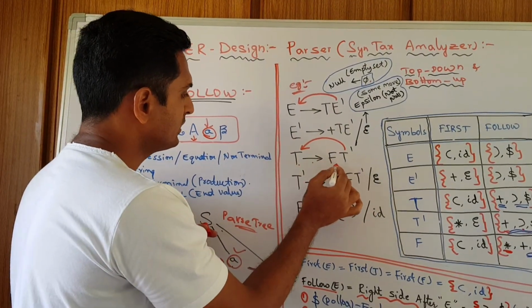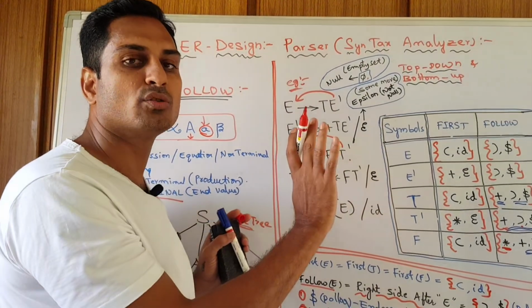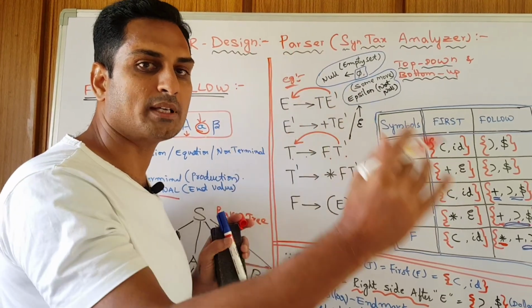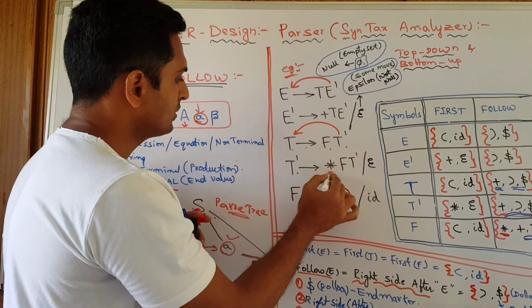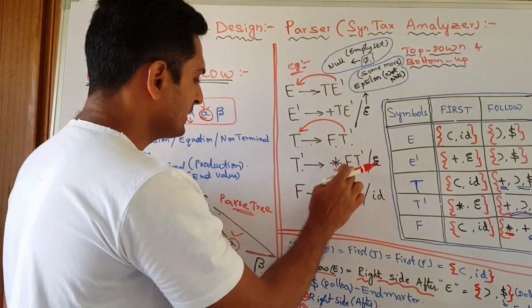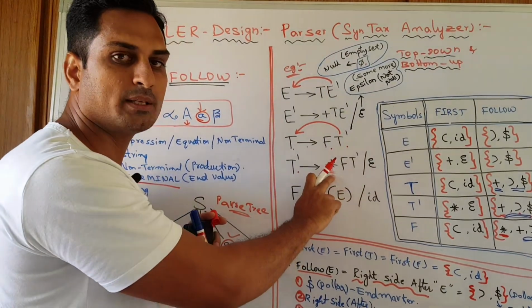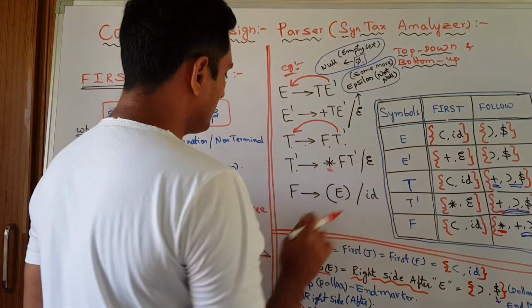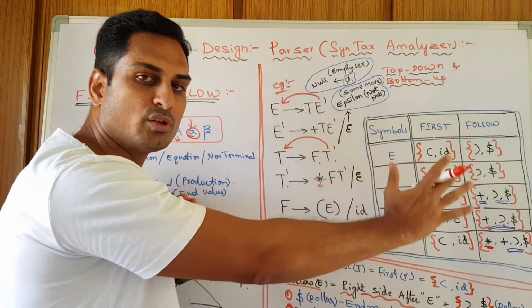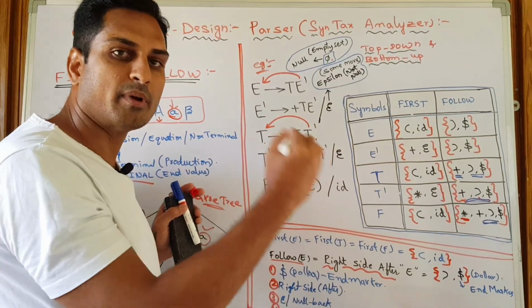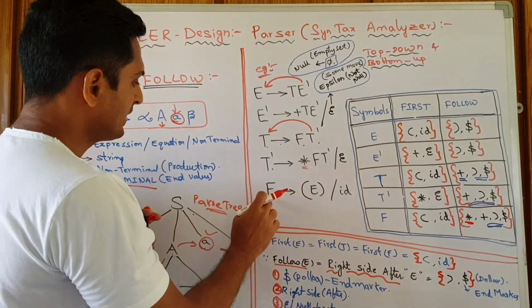Capital T tends to F T dash. This capital letter shows that they are non-terminals, means some expression will be there. T dash tends to multiplication symbol F T dash. The multiplication symbol is a terminal. Or epsilon. Same as I told you in the epsilon story. At the end of my video I will show you this. Note the point and repeat my video, you will come to know that.